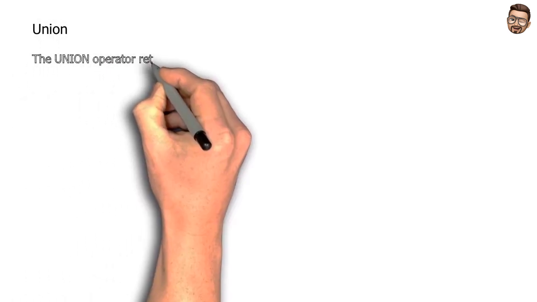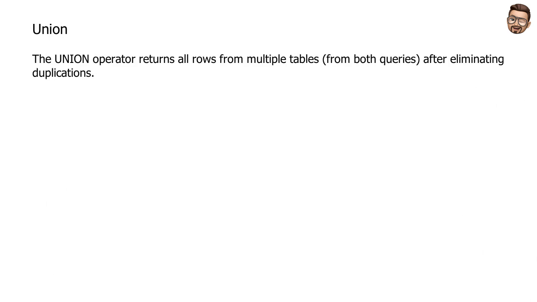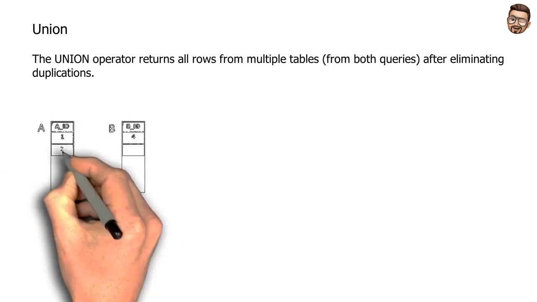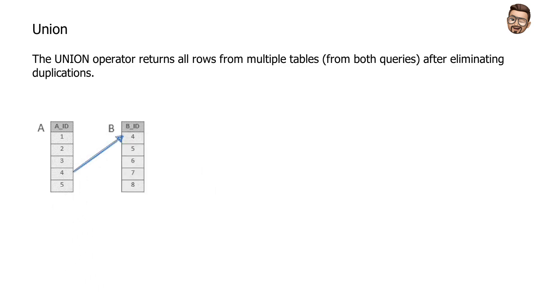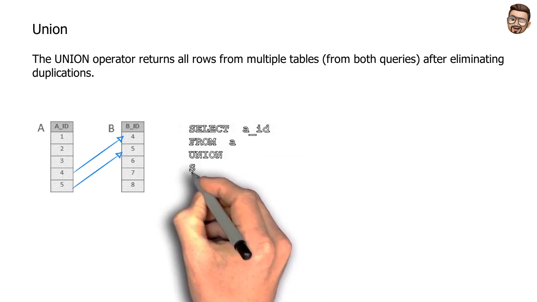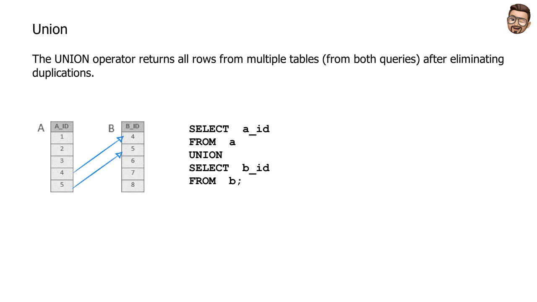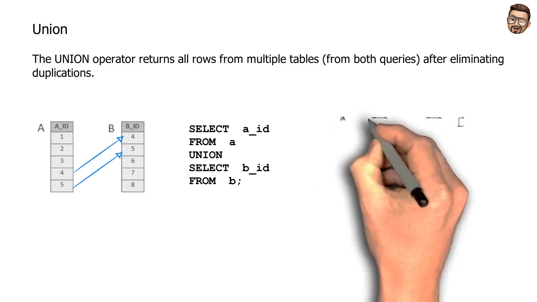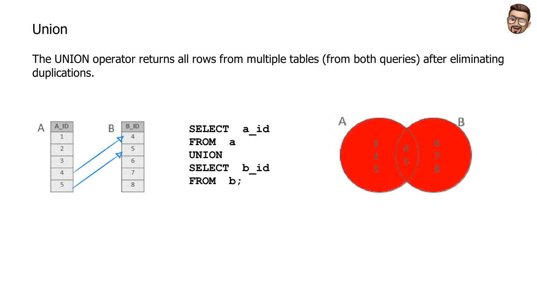The union operator returns all rows from both queries after eliminating duplications. If you join A and B, you would only get 4 and 5 as the result. This is because they are the only matching values from both tables. However, in set operator, we can combine data from table A and data from table B. For example, union: select AID from A, union, select BID from B. So now data from A and data from B will be combined in one result. However, the 4 and 5 will not be repeated because union operation will eliminate duplicates.